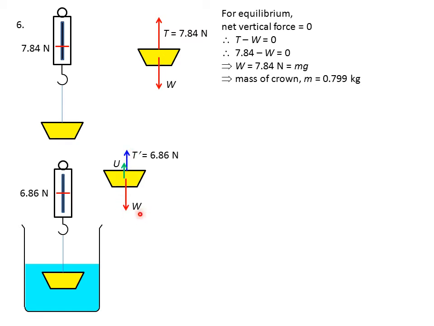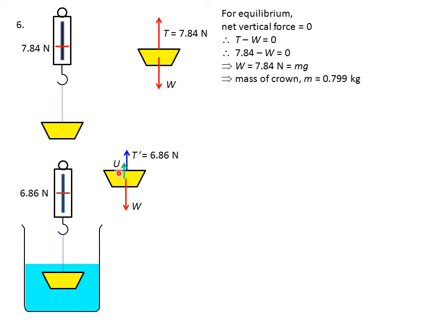Of course, the weight of the crown hasn't changed. So you notice that the same force vector, the same arrow, is drawn here as is drawn here, because it hasn't changed. However, there's now an upthrust on the crown, a buoyancy force exerted by the water. So I use a green arrow to represent this upthrust, and as a result, the tension in the string has now lessened from T, 7.84, to T prime, 6.86 newtons. And of course I use a different letter to represent this new tension.